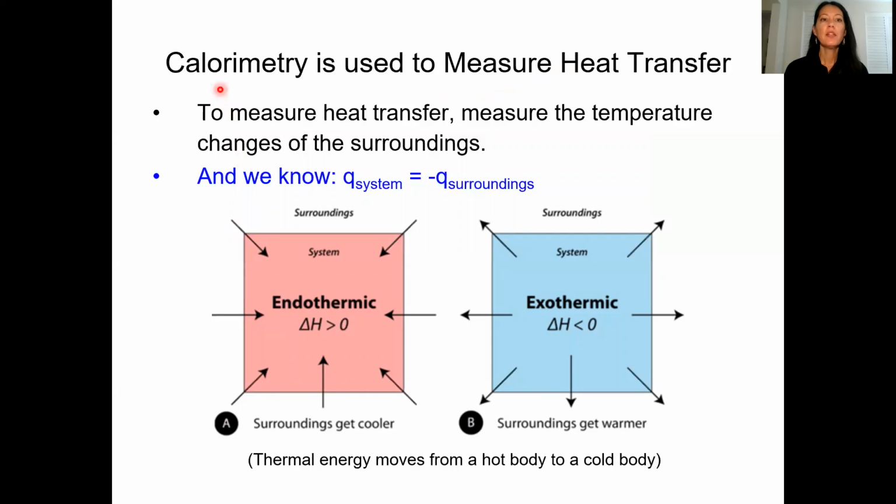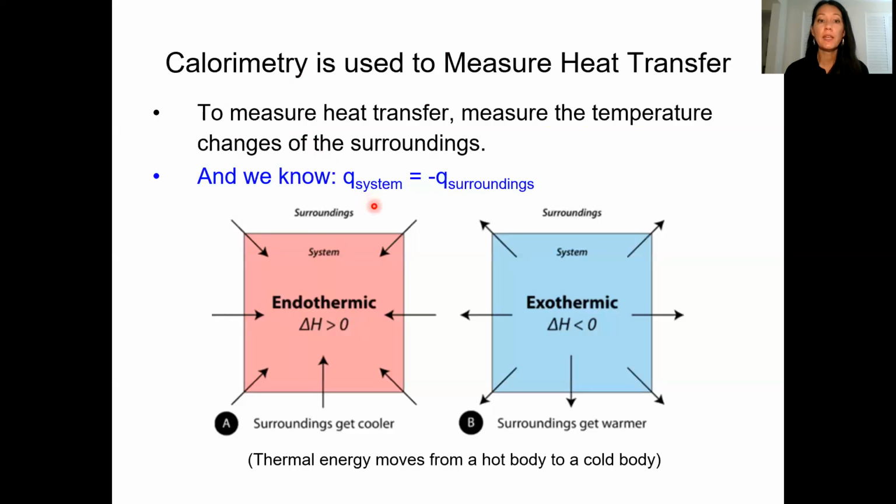Okay, this leads us into calorimetry. This is a method that chemists use to measure heat transfer. When we want to look at how much energy is, say, released or absorbed from a system, we need a way to calculate that experimentally. So what we do is we basically use the first law of thermodynamics and we measure the surroundings.